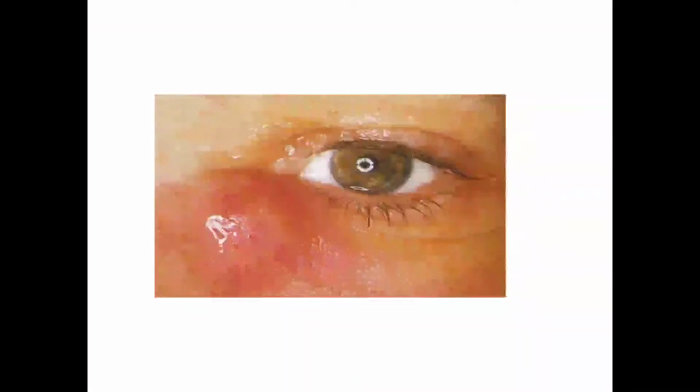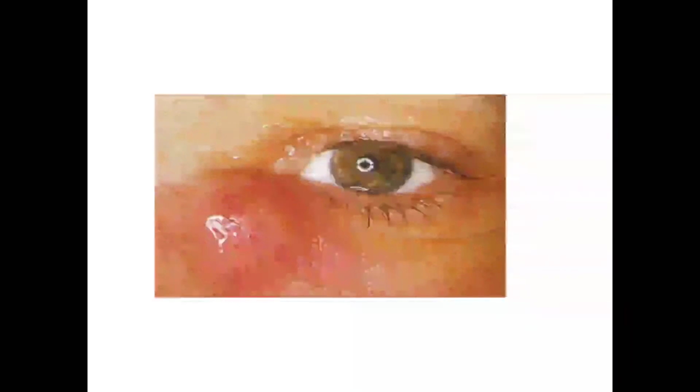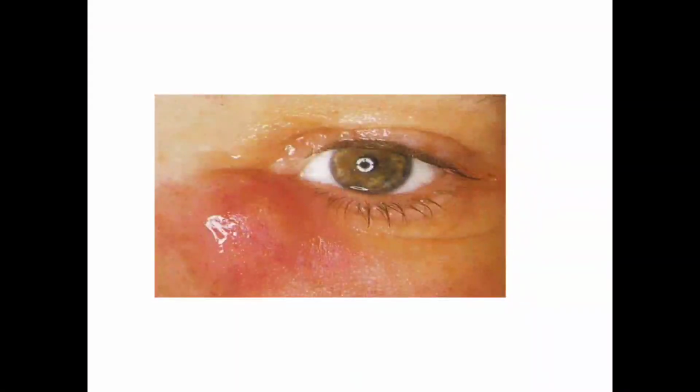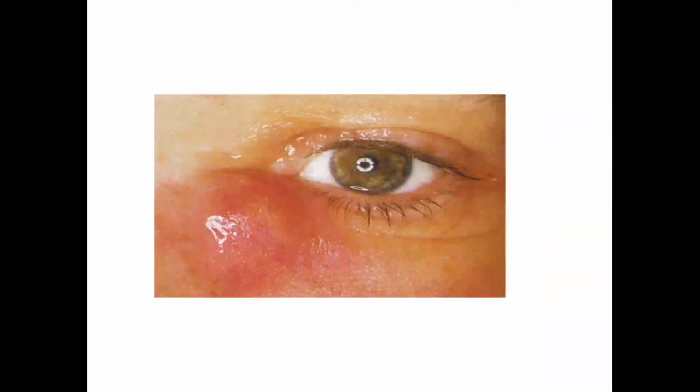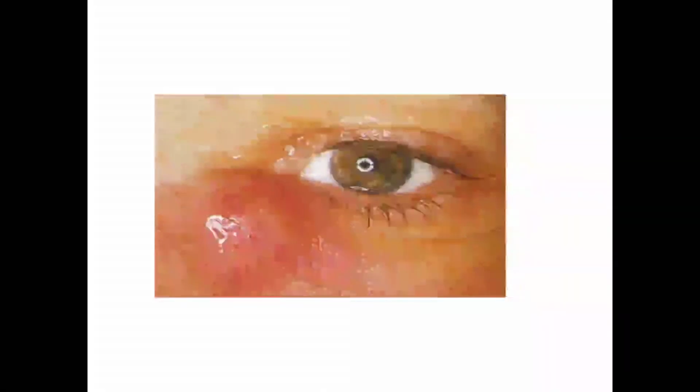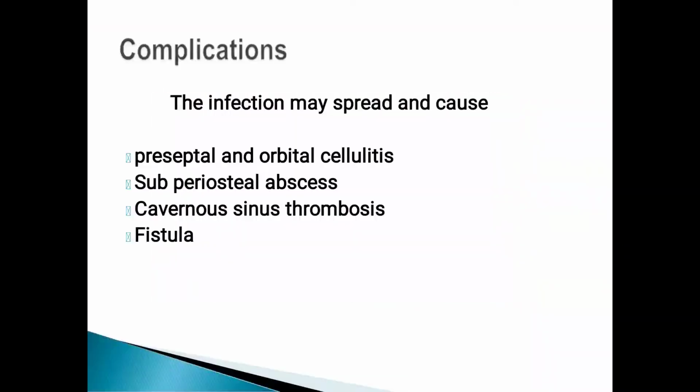This is a photograph showing how acute dacryocystitis presents. Please note that there is a swelling in the sac area, and it is red in color, indicative of acute inflammation. There will be tenderness also. When we press, the patient will have pain, and there may be formation of an abscess in the lacrimal sac area, and this abscess may burst, leading to lacrimal fistula.